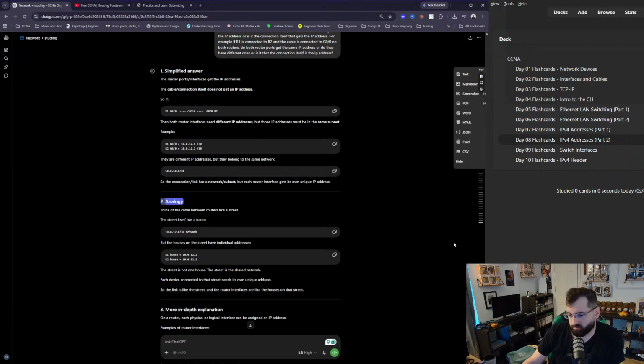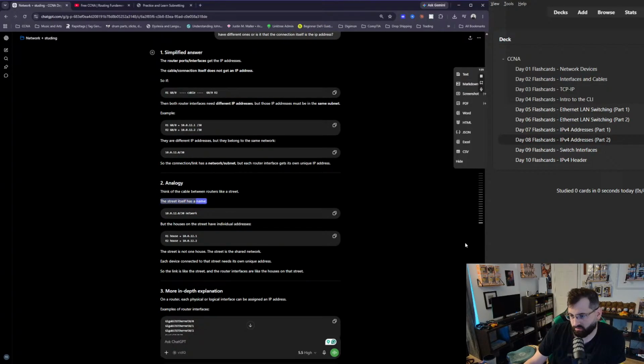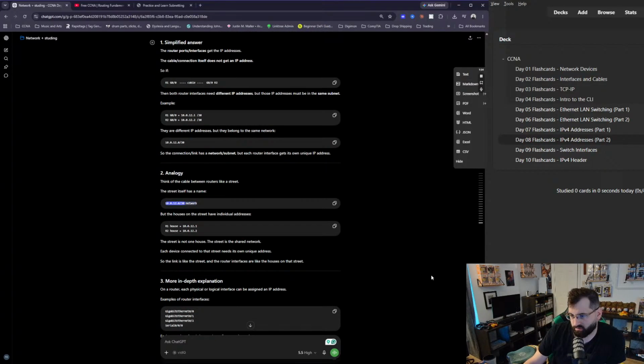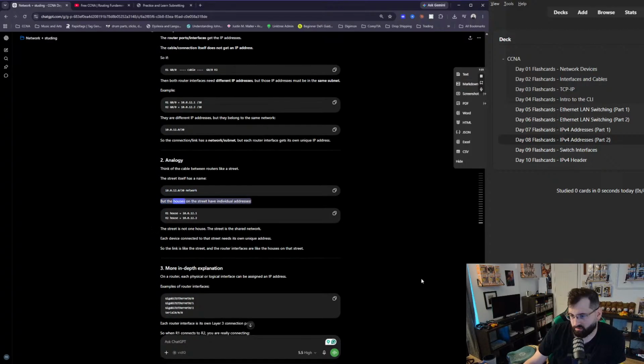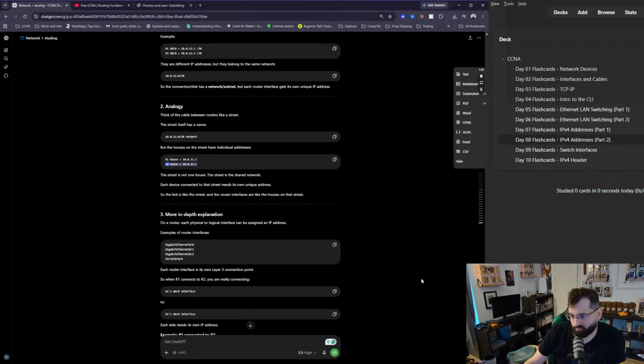Analogy. Think of the cable between routers like a street. The street itself has a name, the 10.1.2.0/30 network. But the houses on the street have individual addresses. R1 house equals 10.1.2.1. R2 house equals 10.1.2.2. The street is not one house. The street is the shared network. Each device connected to that street needs its own unique address. So the link is like the street, and the router interfaces are like the houses on that street.